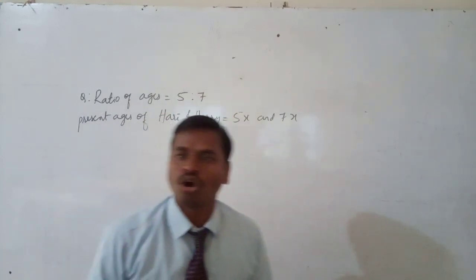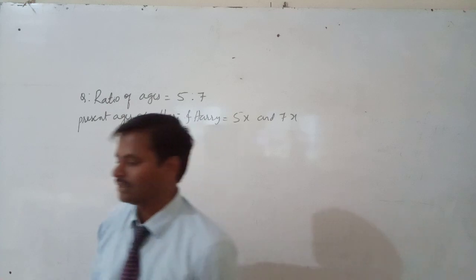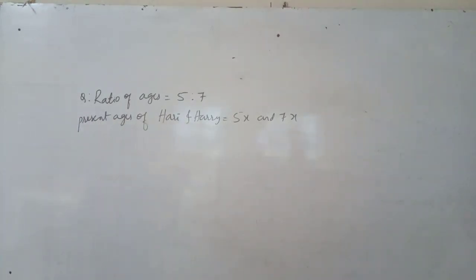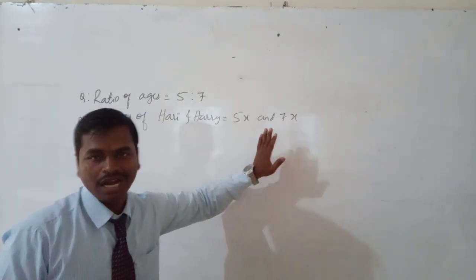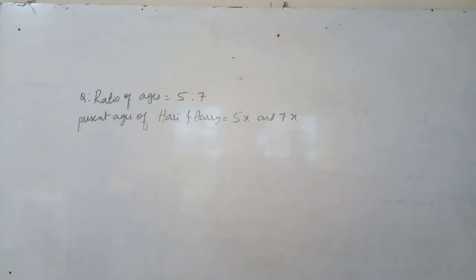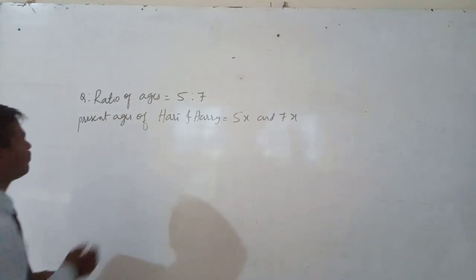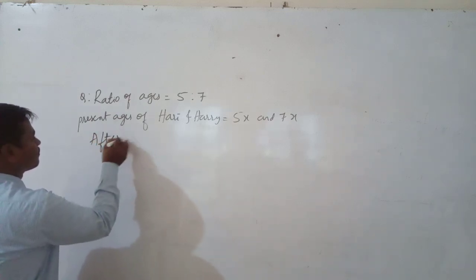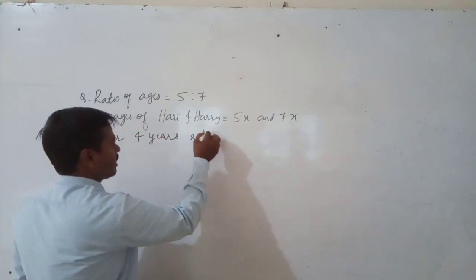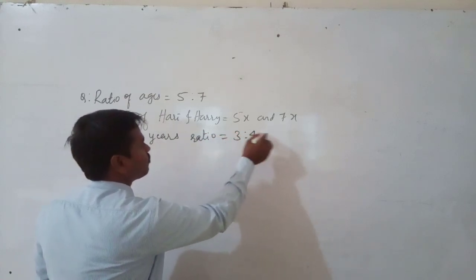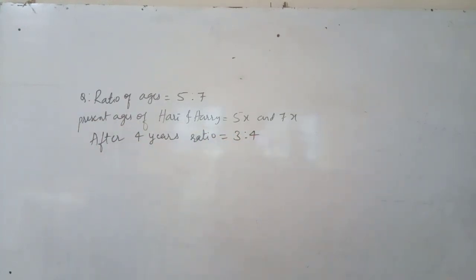We will multiply one common number and write the values. Now 5 is to 7 is there, so 5x and 7x will be the present ages. After how many years? 4 years later. After 4 years from now their ages will become 3:4. After 4 years, what is the ratio? The ratio will become 3:4.